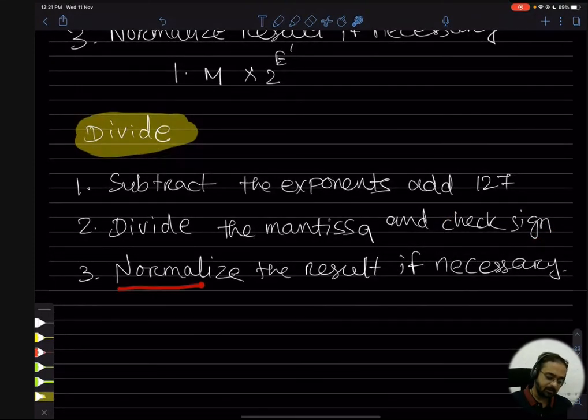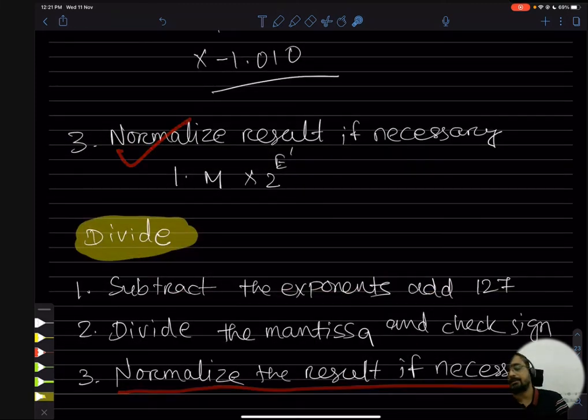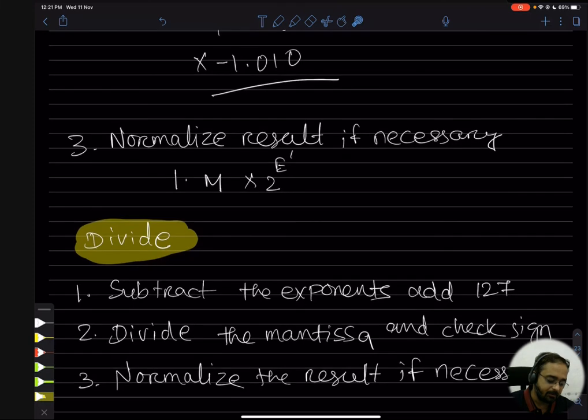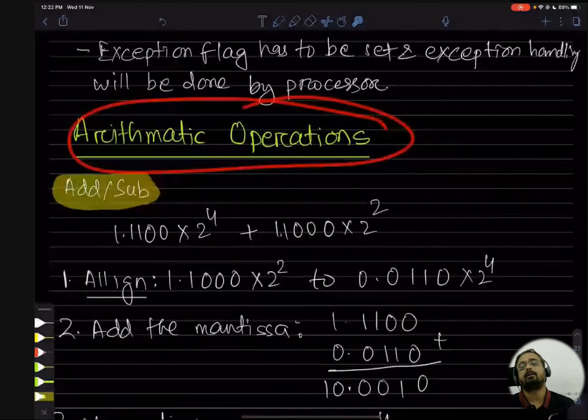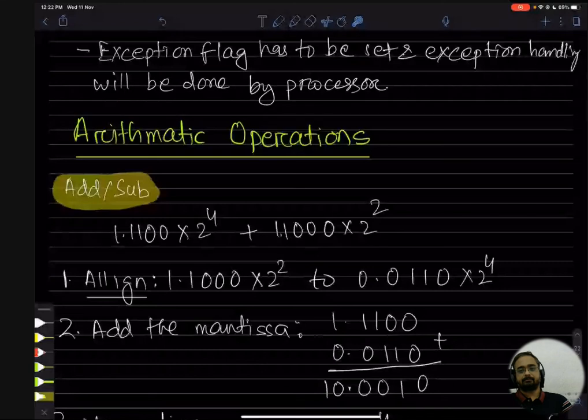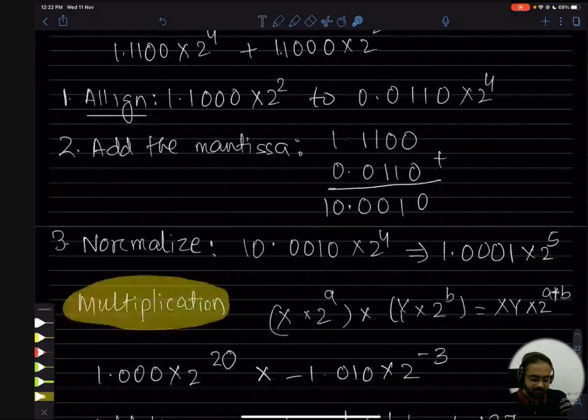Then do the normalize operation like we have done in the previous steps. Okay, so these are the operations we can perform on our floating point numbers. Arithmetic of floating point operation is the same as the floating point arithmetic in case of decimal numbers. Okay, so this is the end of this chapter.